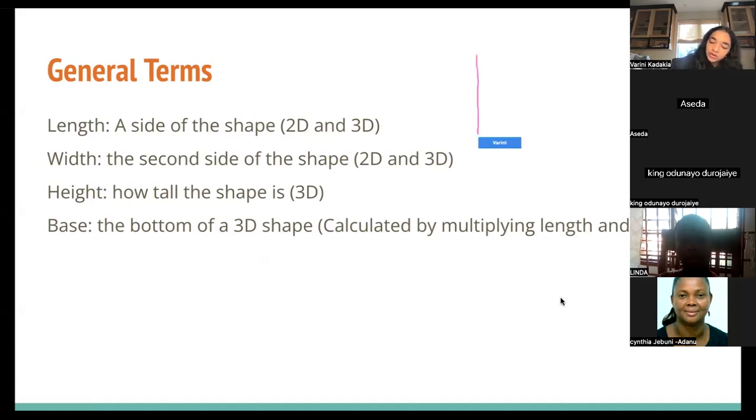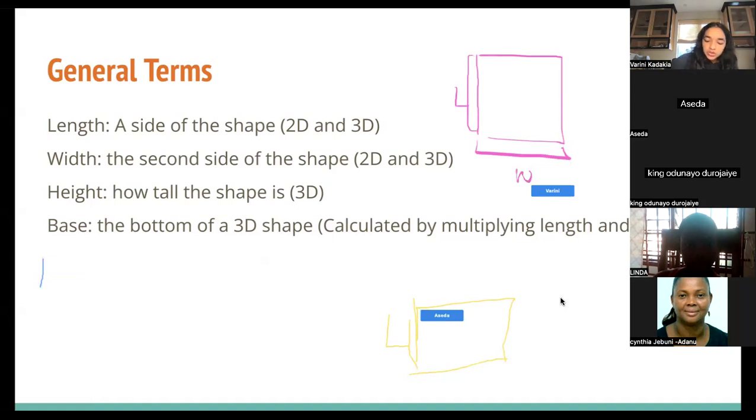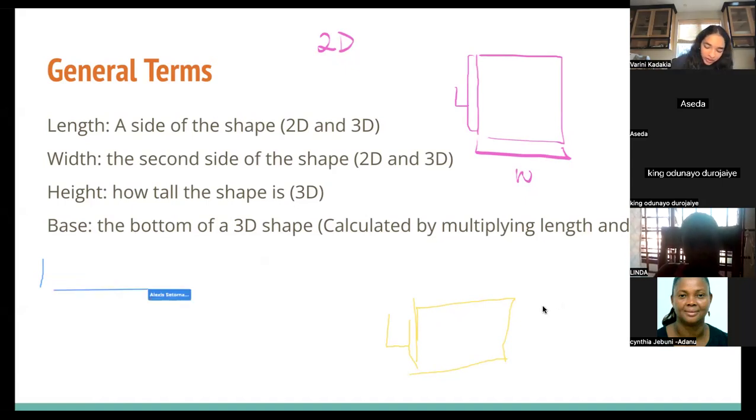a square. So the square has something that's called a length, which is basically one side of it, and a width, which is another side of it. You know how we have something called 2D, which represents 2 dimensions? Well, the 2 dimensions they're talking about are length and width. So if you have a square, you'd have length and width. If you have a rectangle, you have length and width, and everything like that. Ignore height and base. We'll go over that next class.